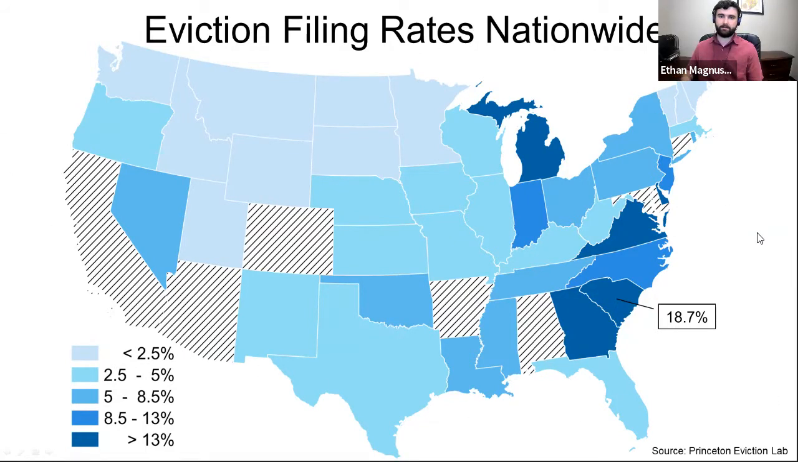Here you can see a map of eviction filings nationwide. And South Carolina actually has the highest eviction rate of anywhere in the nation. And so what our study was looking into is how we can maybe get a better sense for the local variation within South Carolina and perhaps make some progress towards explaining why it has such a high eviction rate overall.